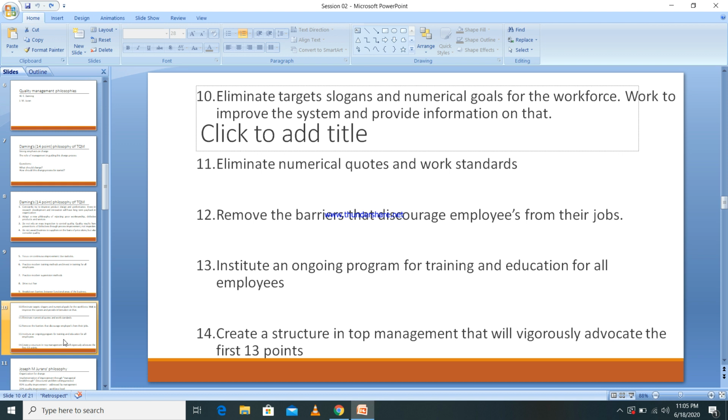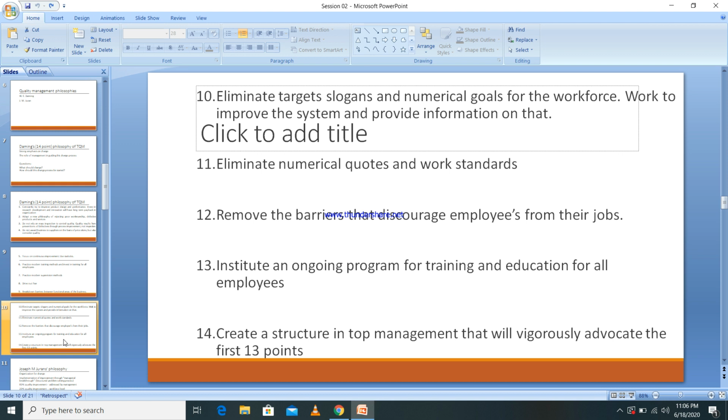And the next point is to institute an ongoing program for training and education for all employees. You should always send your employees for trainings, and also you can organize a program in order to educate the employees of your company about the quality and the standard of your company. And then the last point is to create a structure in top management that will vigorously advocate the first 13 points. Now, you have to always have a high-level management team. Then only they will organize all these above mentioned 13 points smoothly in the workforce in order to improve the quality of your company, right?